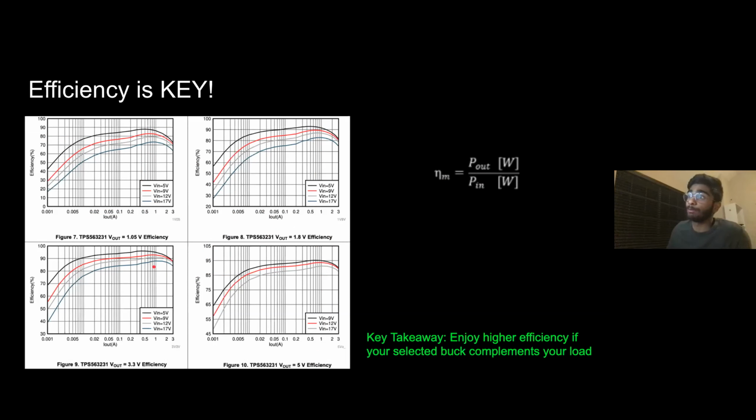If our system calls for 0.5 amps or 0.05 amps, you can see that the efficiency starts to drop off, and it drops off super quick. So we have to make sure that we're really designing for our system and not just picking a random Buck just because it looks good or it's cheap or something. So takeaway from that is you'll enjoy higher efficiency if your Buck complements your load. If you're not familiar, your load is what determines what the output current is.